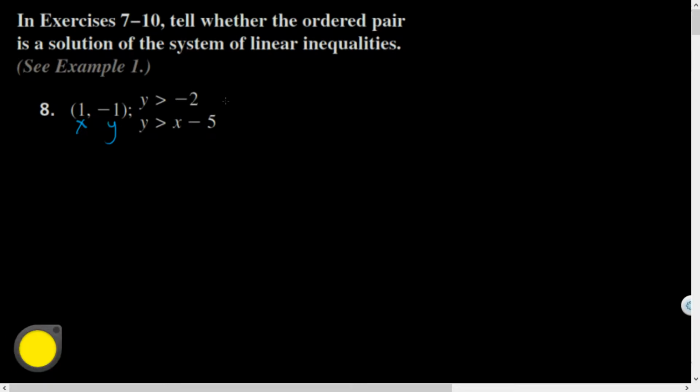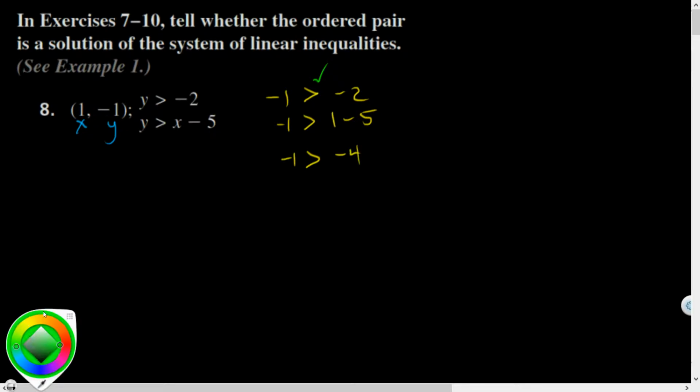So if I plug in -1 for y, I would have -1. Is that greater than -2? True or false? -1 is bigger than -2. That's less debt to owe somebody. Plug in -1 for y here. Is -1 greater than, plug in 1 for x, -5. Is -1 greater than -4? Also true. So because that's true for both of those, then it's true for the system.